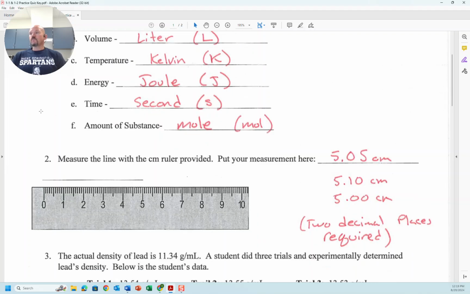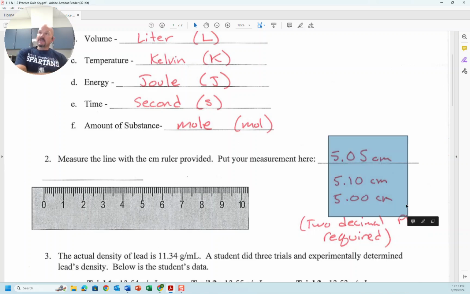Okay. So remember, this measurement had to go to 2 decimal places. So again, many acceptable answers for this measurement. Remember, that last digit is an estimated digit. Okay, so it's not going to all be the same. The main thing is here that you knew to go to 2 decimal places.